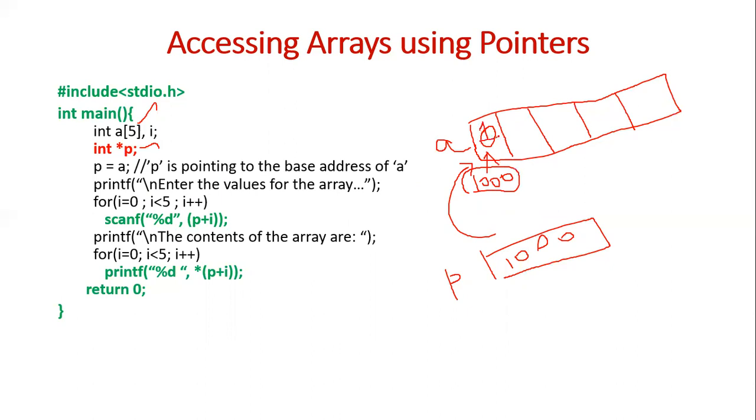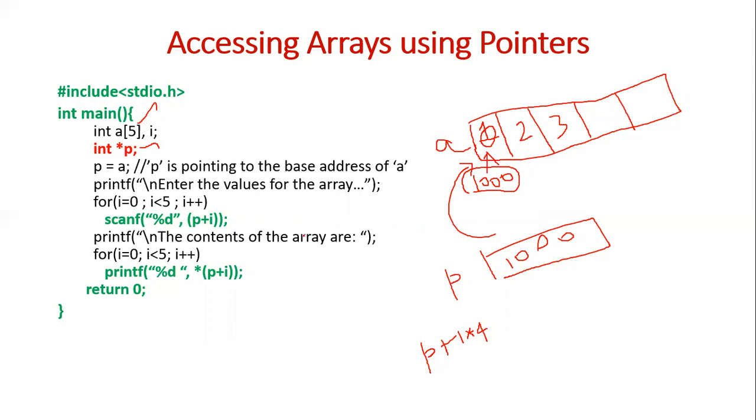But when it comes for the second round, I will be 1 because the loop will increment. So at that time, this will be p plus 1, but 1 means that when you multiply with 4, it becomes 1 into 4, 4. So p plus 4 is 1000 plus 4 is 1004. That's the second location. So second input will go here, third will go here. Okay. Accordingly, you take all the inputs.